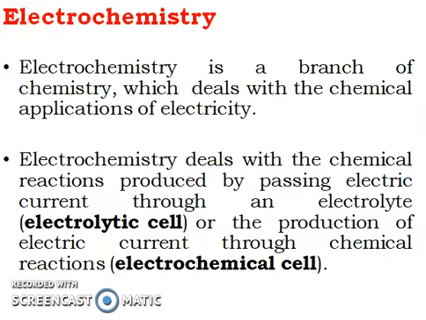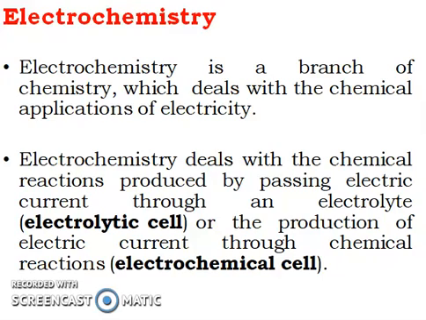Electrochemistry is a branch of chemistry which deals with the chemical applications of electricity. Electrochemistry deals with the chemical reactions produced by passing electric current through an electrolyte, which is called an electrolytic cell, or the production of electric current through chemical reactions, which is called an electrochemical cell.